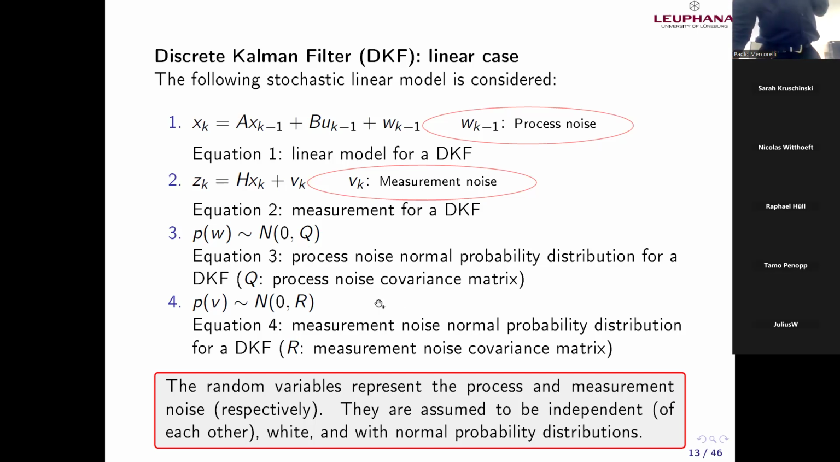Again, look at the two sentences at the end of the slide. I already told you the nature of the two variables: random. But we are assuming that they are independent, white, and with normal probability distribution. Normal, I already told you, is Gaussian, which is characterized by expected value and variance, or covariance, because now we try to understand a little better what I intend with covariance.